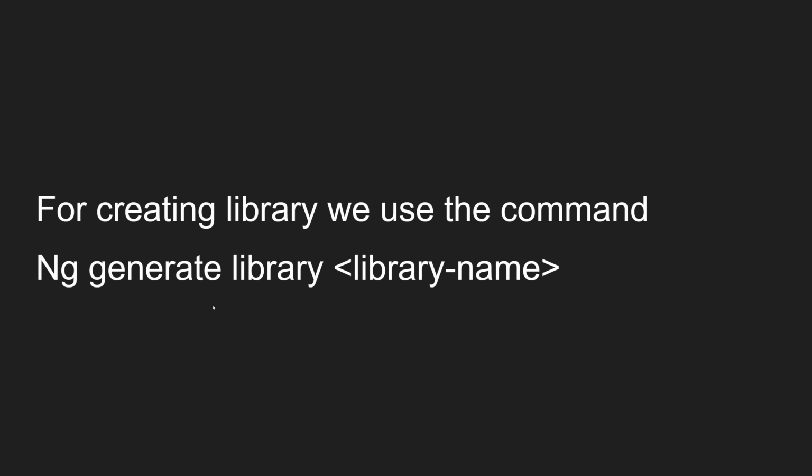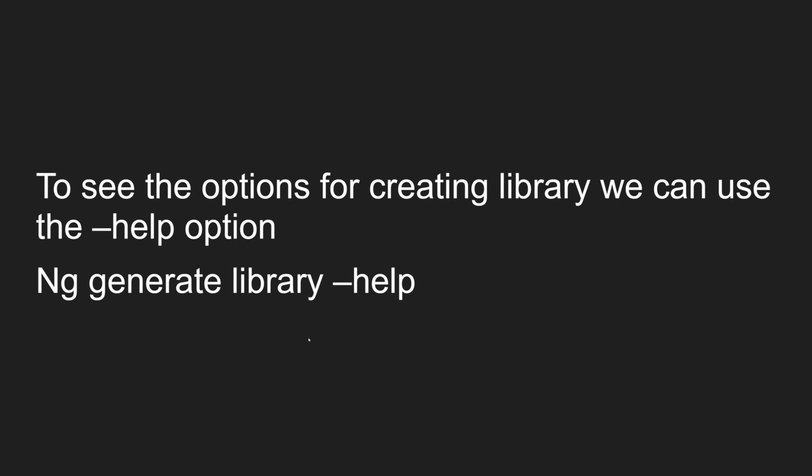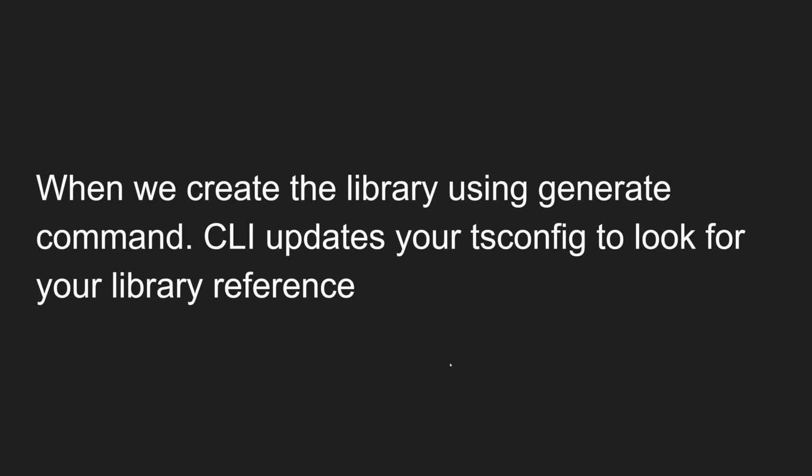For creating the library, we use the command ng generate library and the library name. For creating an application, we use ng generate application and the application name. In the same scenario, for creating the library, we use ng generate library and the library name. To see the options for creating the library, we can use the --help option. So this is the good old one that we know previously, right? To see what options are supported for creating the library, you can use the command ng generate library --help. This will give you all the available options for creating the library.